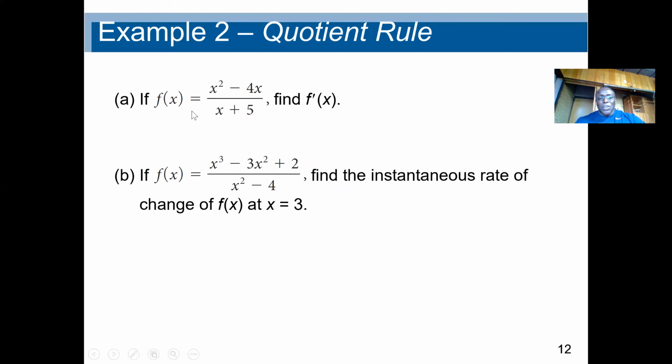The first one says we have f of x equal to x squared minus 4x divided by x plus 5. So we should find the derivative of f of x. So this means, again, I'm going to find the derivative of x squared minus 4x times x plus 5, minus the derivative of x plus 5 times x squared minus 4x, all divided by x plus 5 squared. Then we simplify the expression. So let's see.